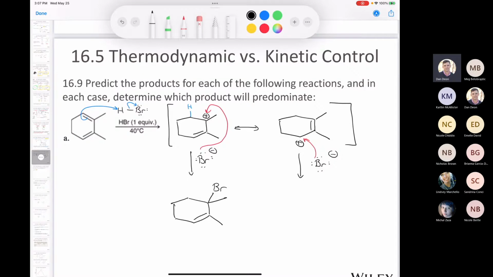Now we have a stereocenter here. And so we're going to end up with a racemic mixture. So racemic mixture in this case. And then when it attacks at the bottom, we're going to end up with this compound. We have the bromine down here. And of course, that's also a stereocenter. So this is also going to be racemic.